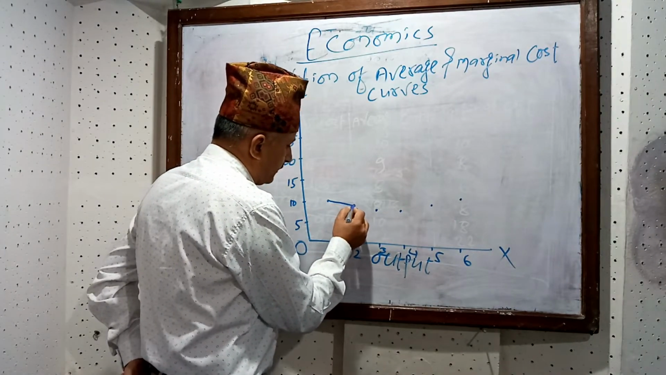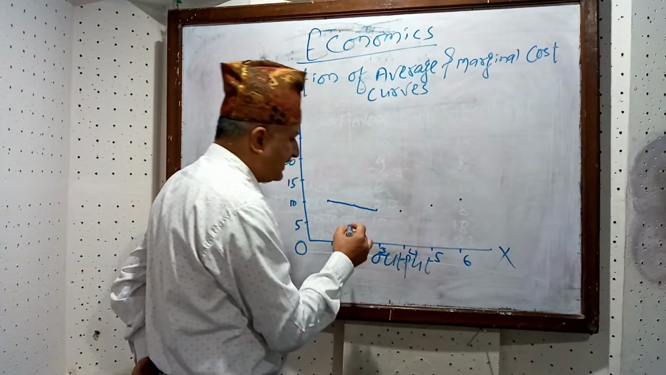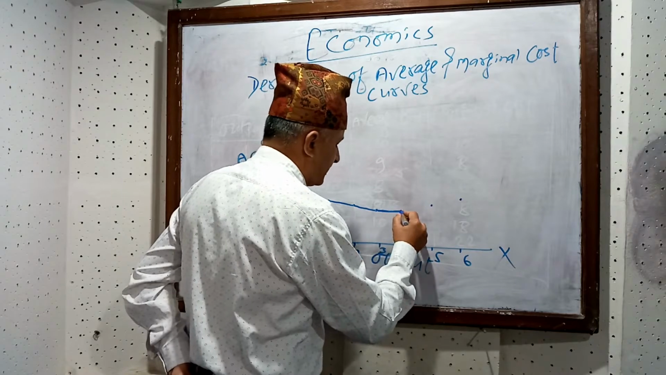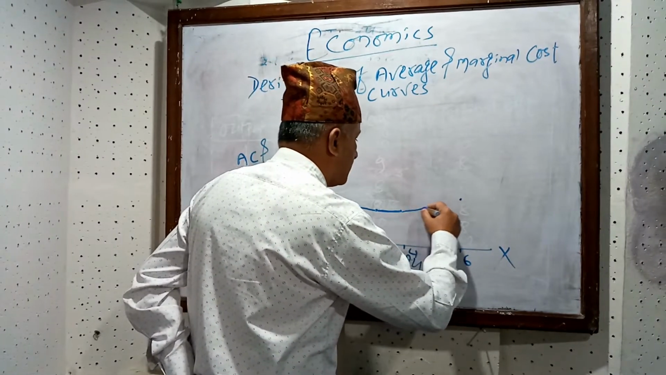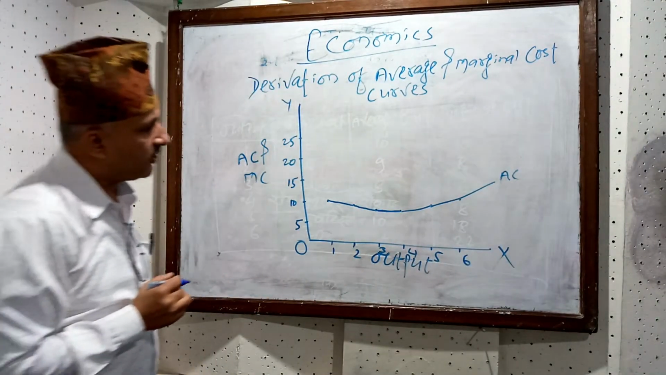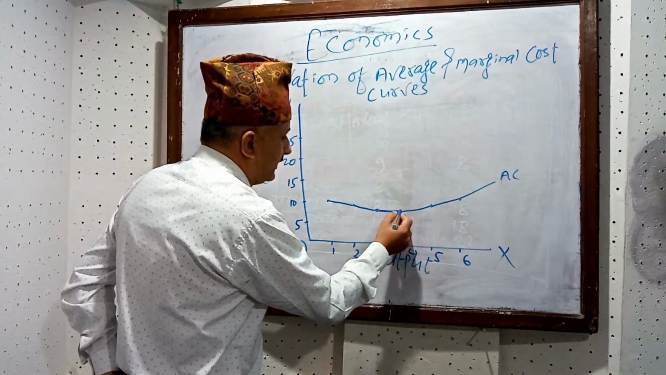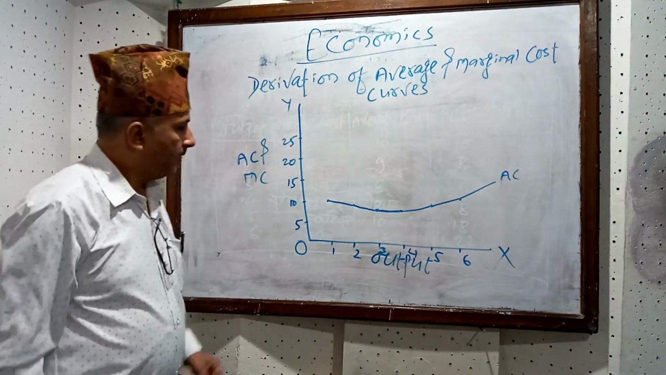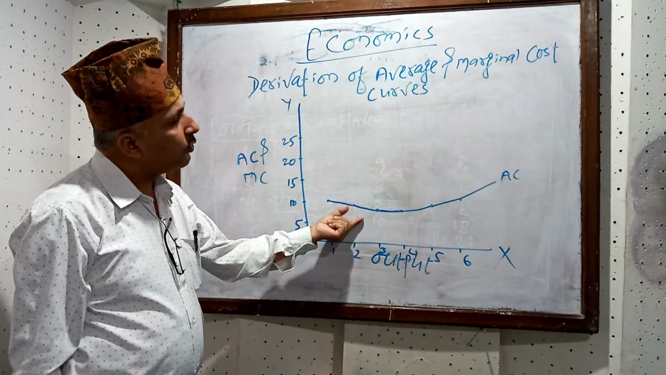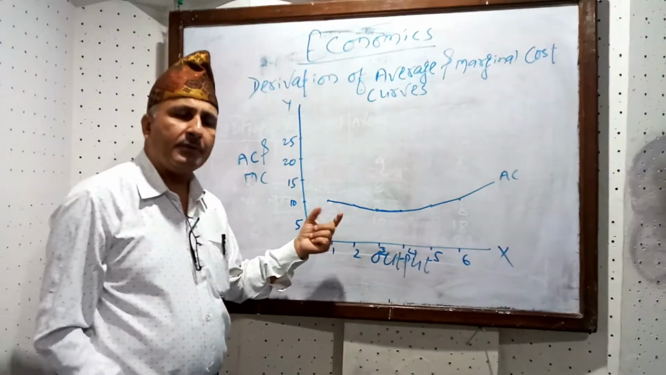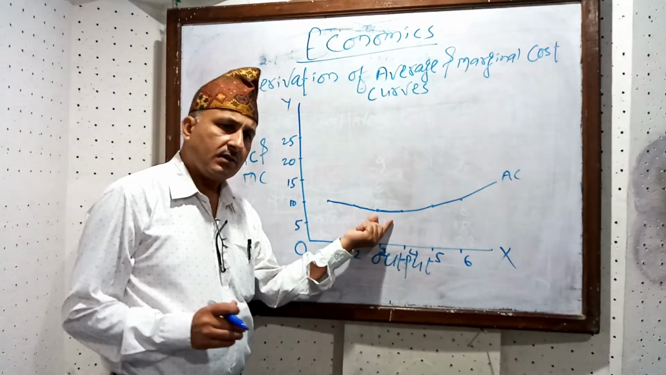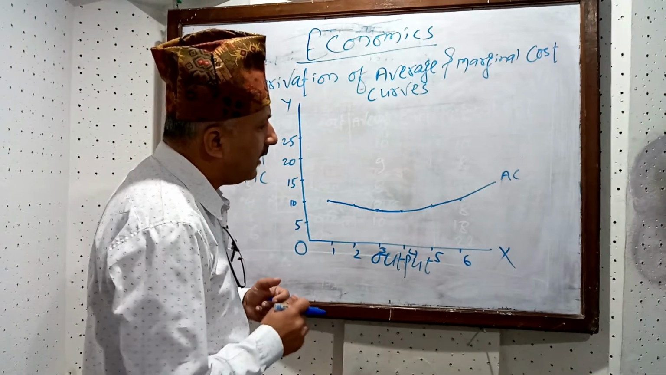Look here, it slopes slightly down at first, then it becomes constant, a straight line, then it starts increasing slightly like this. This is AC. In this way we can draw the average cost curve. It is generally U-shaped, but here the gap is very small, that's why it does not look like a U-shape. But if the gap you make is larger, then the average cost curve is always U-shaped. Now this is the derivation of the average cost curve.